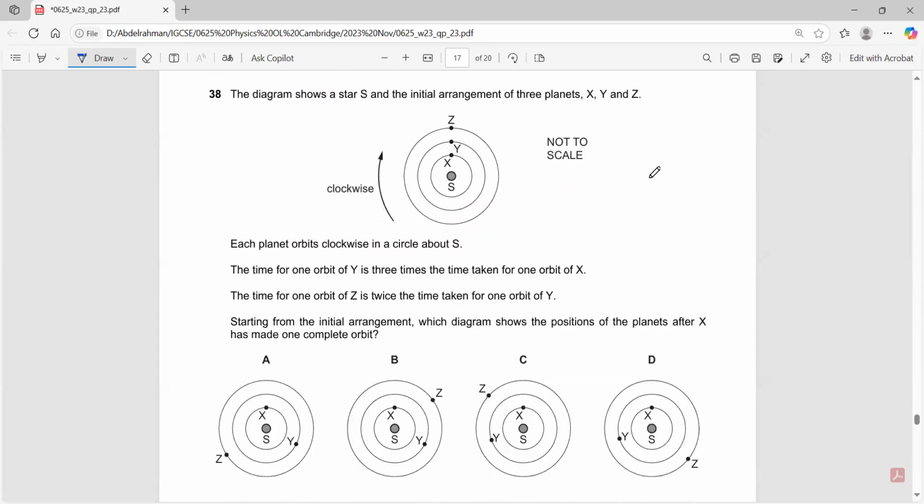Question 38, you have objects X, Y, and Z rotating around S. The time for orbit of Y is 3 times that of X, and for Z is twice that of Y. Again, Y takes 3 times X, and Z takes 2 times Y. Starting from the initial arrangement, which diagram shows the positions of the planets after X has made one complete orbit?